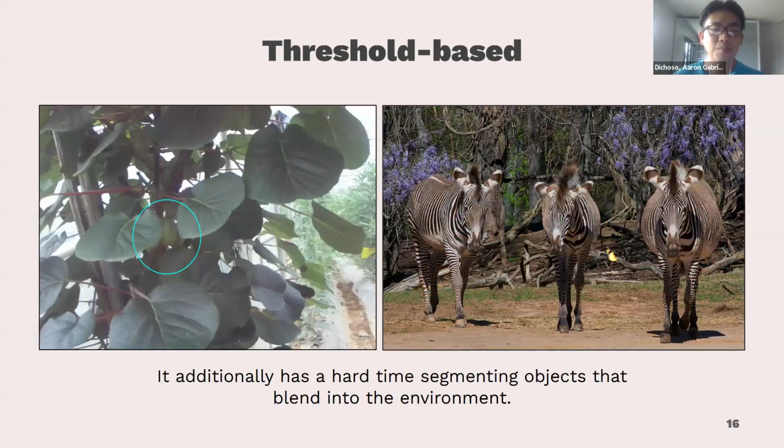And finally, it also has a hard time segmenting objects that blend into the environment, a limitation which we will see also applies to the other traditional methods as well. This is especially troublesome for objects that camouflage into their environment, such as these. The fruits are very hard to distinguish from the leaves, as well as the zebras from the environment.